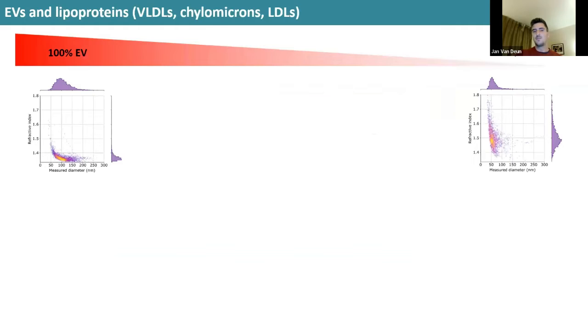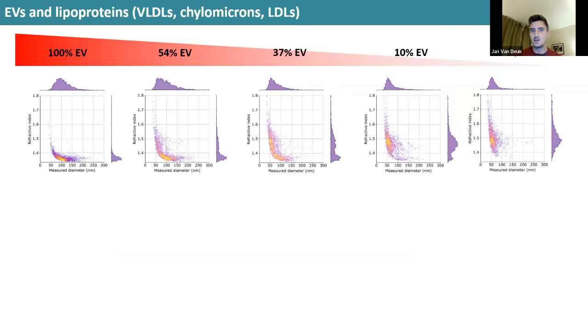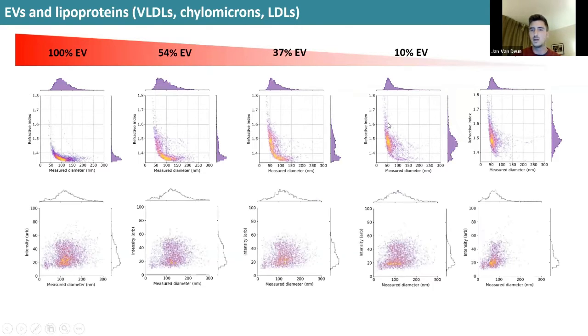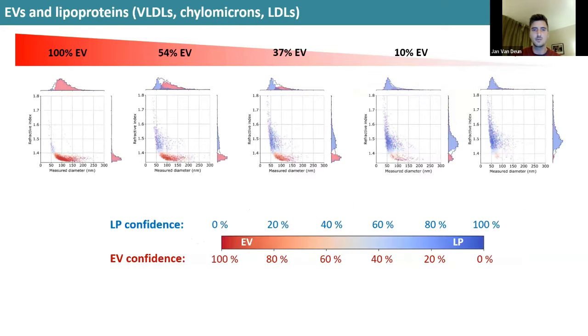Okay, so this was just EVs and VLDLs, but of course there are also these other particles. So we also made mixtures of EVs with chylomicrons, VLDLs, and LDLs. Again, we see a very similar pattern, where we have these clouds of lipoproteins that appear when you have an increasing proportion of lipoproteins. Also, again, with the NTA, you just see clouds, where you can't really distinguish the different particle types.